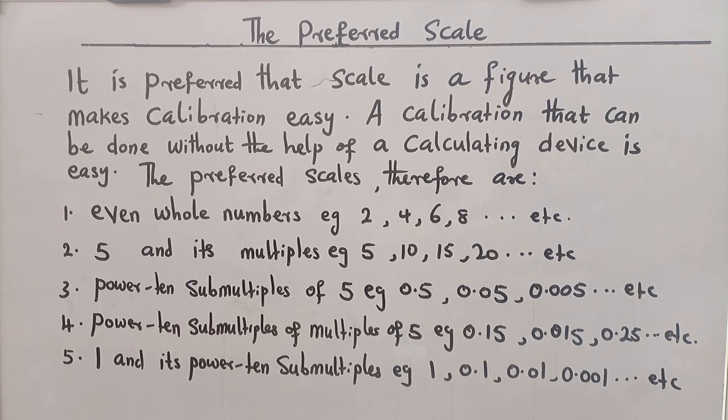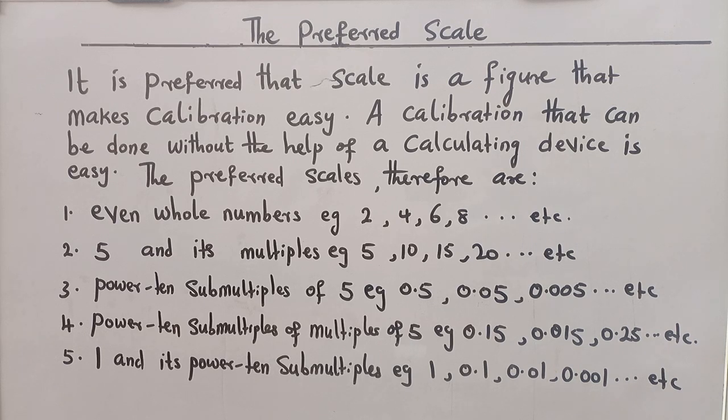A scale that is preferred is one that makes calibration easy. Which one is an easy calibration? A calibration that can be done without the help of a calculating device is easy. Imagine that you are calibrating an axis, and every now and then you are punching the calculator to know the next value. Because we calibrate arithmetically, we keep adding the same scale. And if we cannot add it except we use a calculator, it means that the scale chosen is the wrong one.